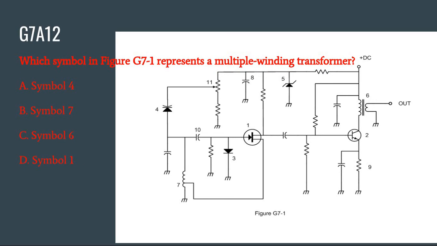Okay, moving on. G7A12, which symbol in figure G7-1 represents a multiple winding transformer? A, symbol 4, B, symbol 7, C, symbol 6, or D, symbol 1? Correct answer here is C, symbol 6, and that's going to be right here.